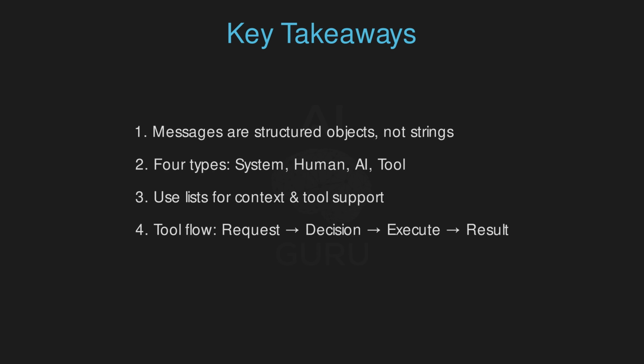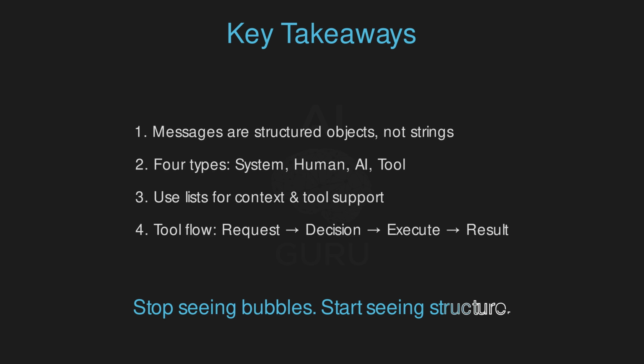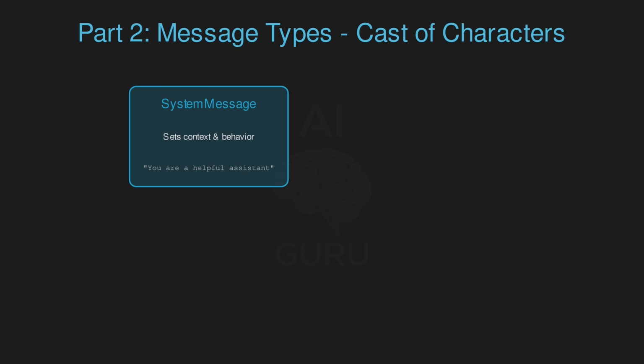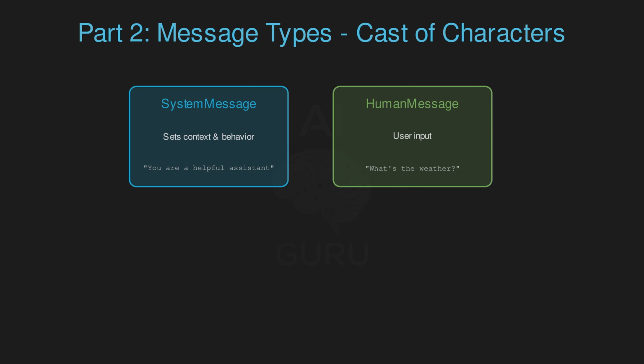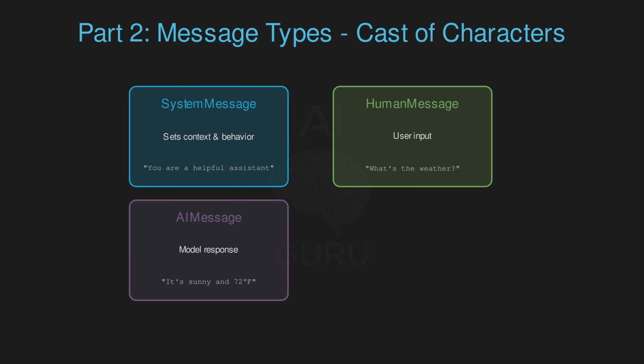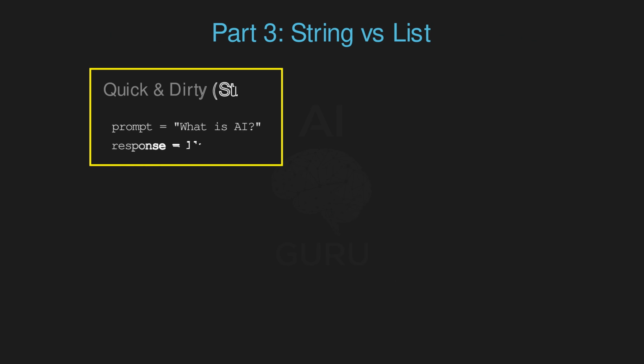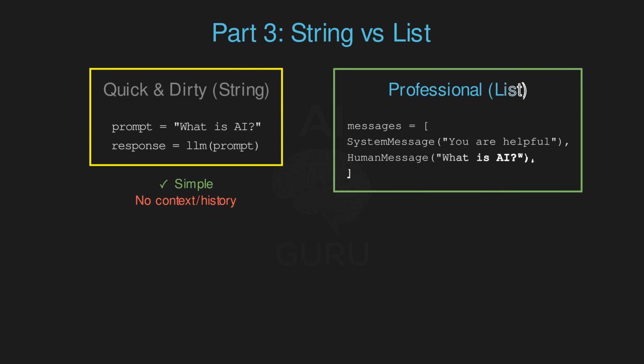By the time we wrap this up, there are, I think, 4 specific things I want to make sure we've nailed down. Okay, lay them out. First, we need to really understand the anatomy of the message object itself, the container. Second, we have to be able to spot the difference between the cast of characters: system, human, AI, and the tricky one, the tool message. That's a big one. Third, we need to know when to be lazy and use a simple string versus when to be professional and use a message list.